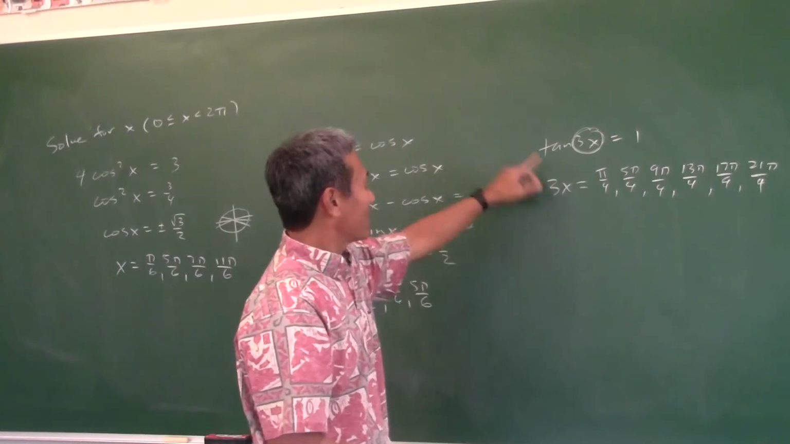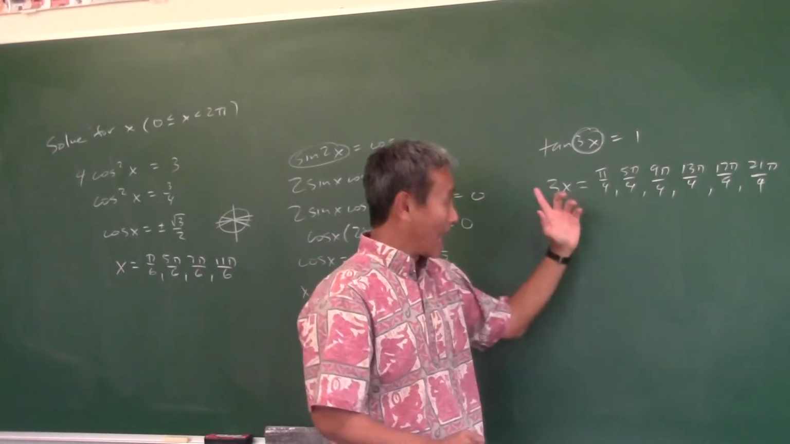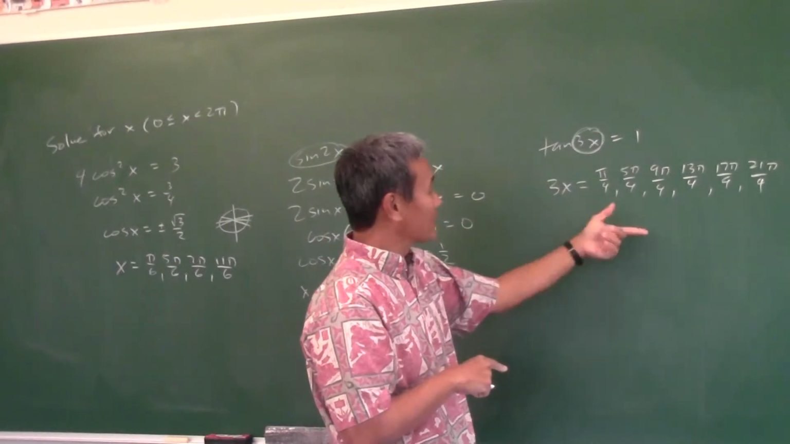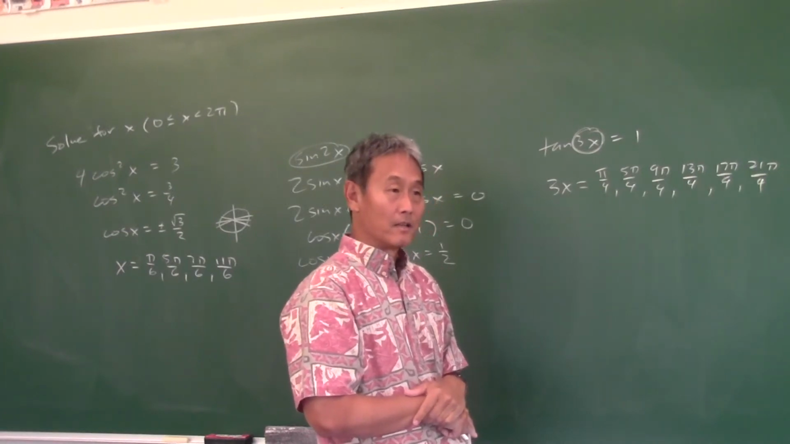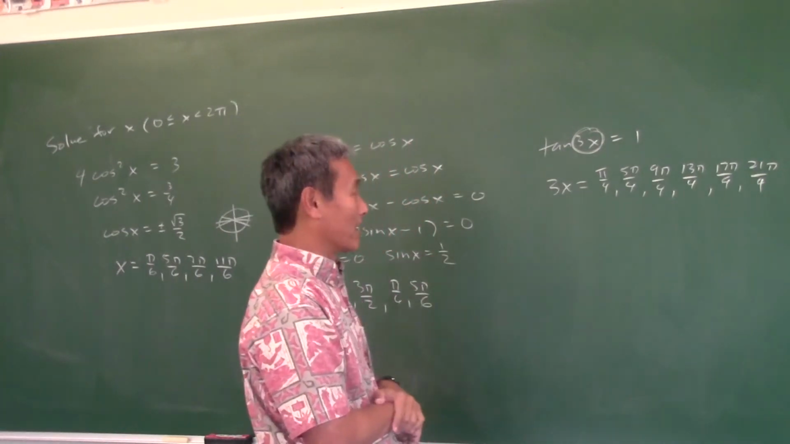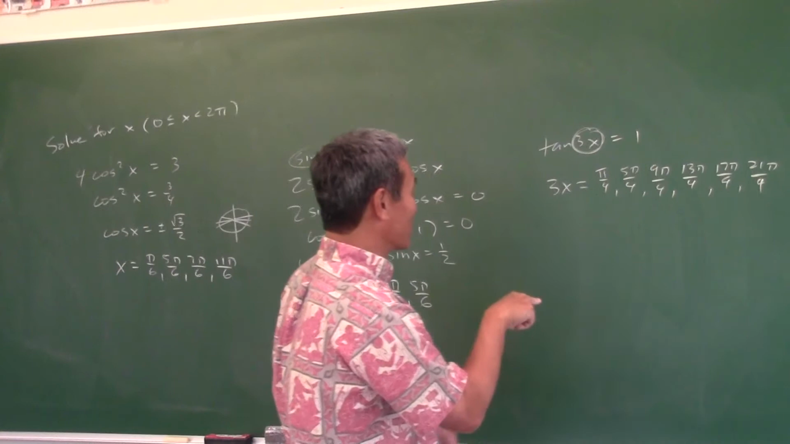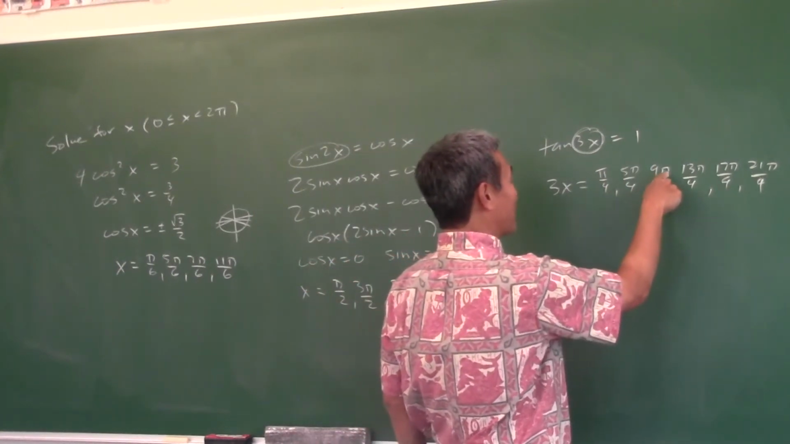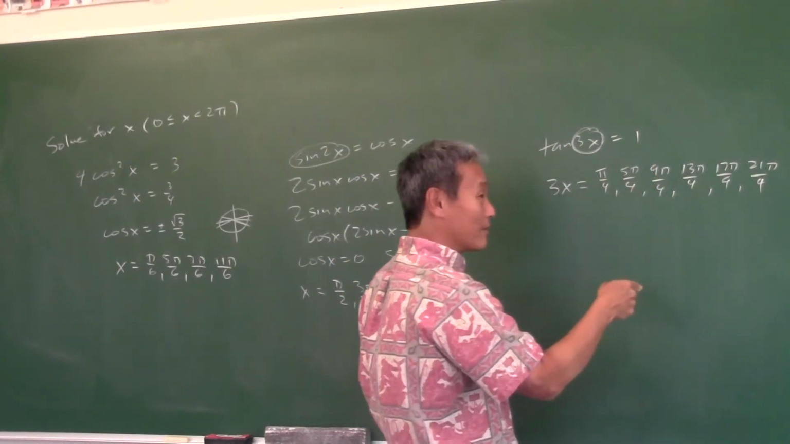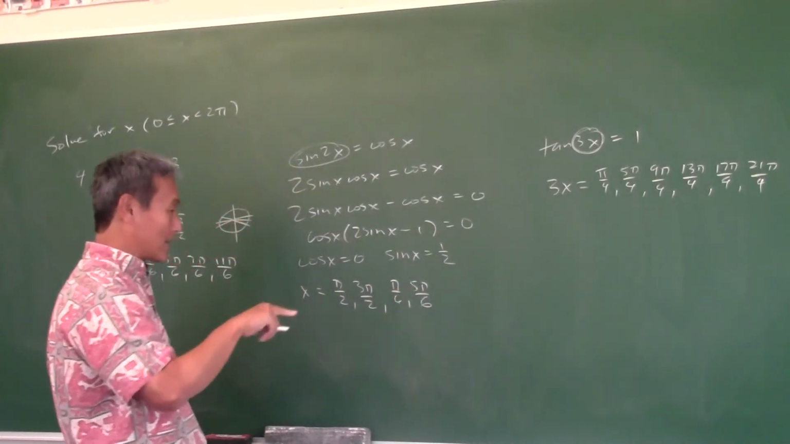And then to solve for x, divide every answer by 3. And that's why you have to go 3 times around, because you're going to be dividing by 3. So you got to watch for that when you have the multiple angle. And then of course, don't forget to reduce. Like a lot of people over here, they put 9 pi/12, but that can be reduced to 3 pi/4. All answers have to be reduced.